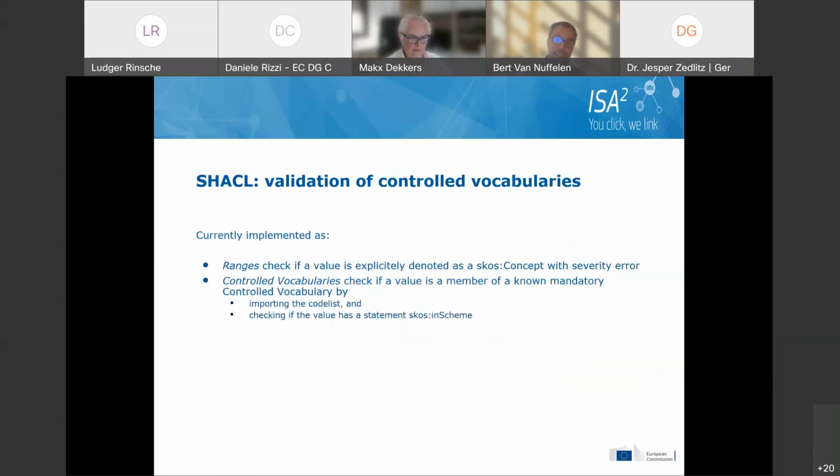Then there was a request on GitHub for the SHACL validator about how this works, and I sometimes get different errors.